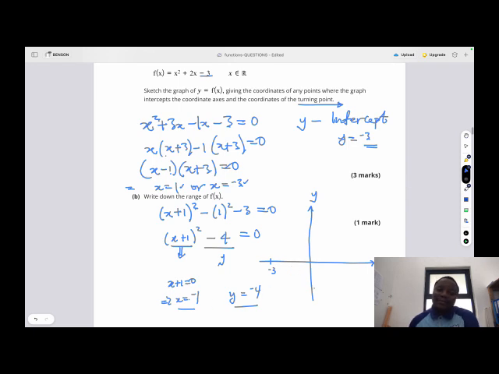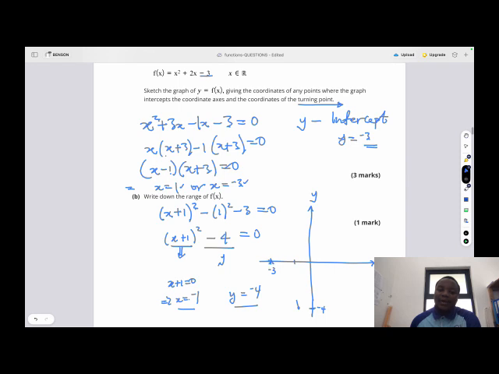and then -1, -4. So let's say -1. We're going to say, let's say -4 is here. Let's point -4. So -1, let's say -1 is here. So possibly the turning point is there.